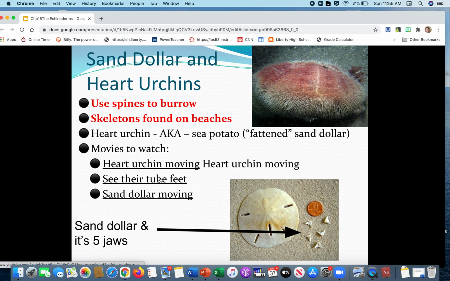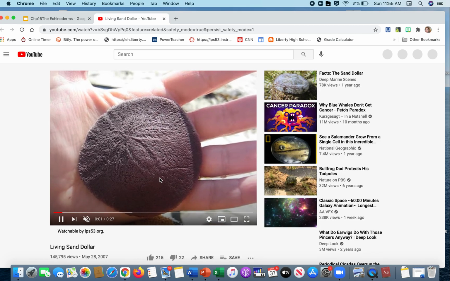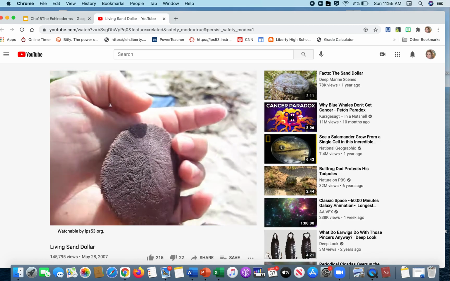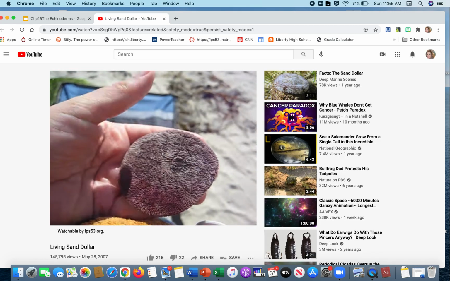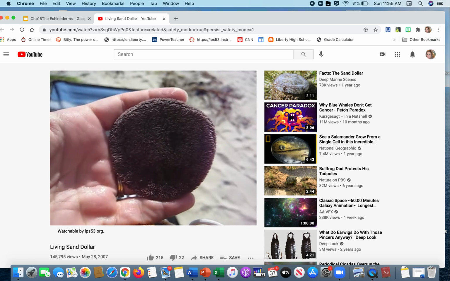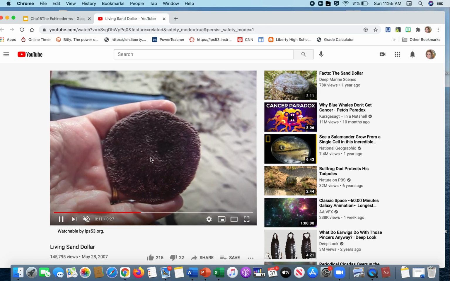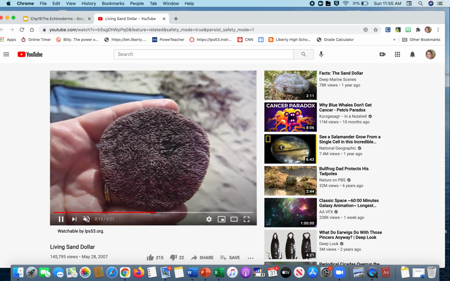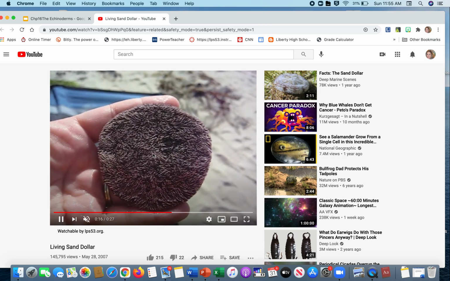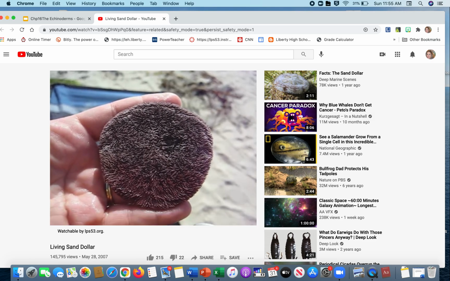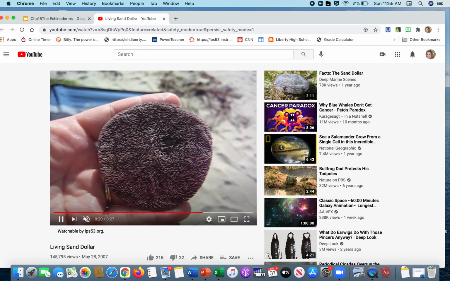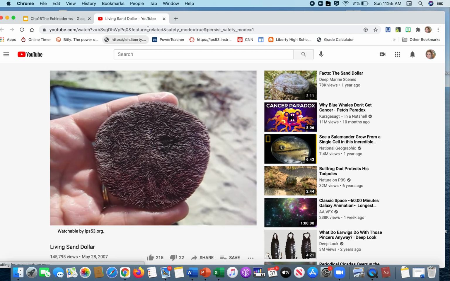Okay, and then I do want to show you their tube feet. So this is a picture of, that's the top of the animal. So when we flip the animal over, and this is a living one, again, see how it's brown, it has all this tissue on it. You can see their little tube feet moving. See them moving? That's how they move around. This is where their mouth is right here. We're going to talk a little bit about that. That little opening right there is their mouth. Okay, so that would be a living sand dollar.